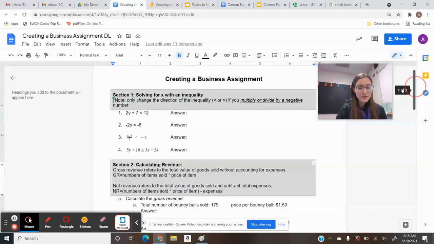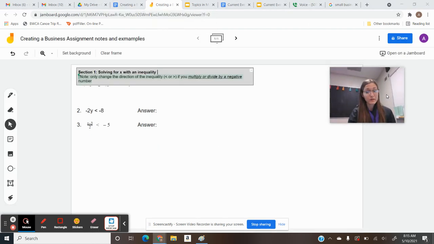Okay, so for section 1, it's only going to be 4 total questions, and we are going to do number 2 and 3 together. This is just like the solving for x that we've been working on throughout the year, except there's an inequality. So this would be like if you're looking for an answer that just needs to be bigger than your x or smaller than your x, or you need at least this much of stuff or less than this much of stuff. Okay, if that kind of makes sense when you would use this solving for x with an inequality.